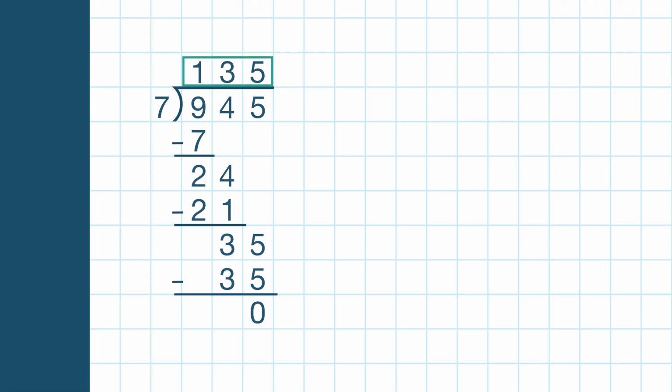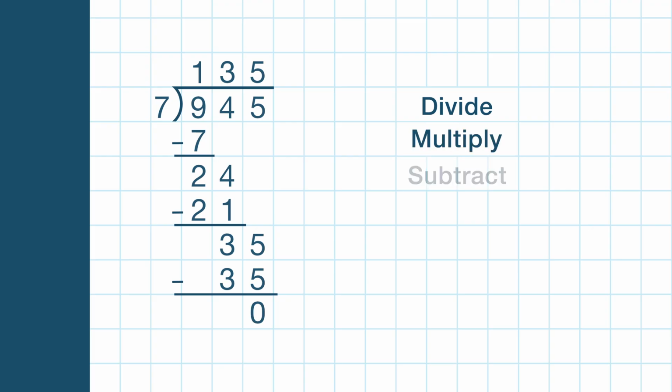The quotient is 135. The 4 steps work the same way, no matter how large the dividend. Divide, multiply, subtract, and bring down. Repeat them until you've brought down all the digits.